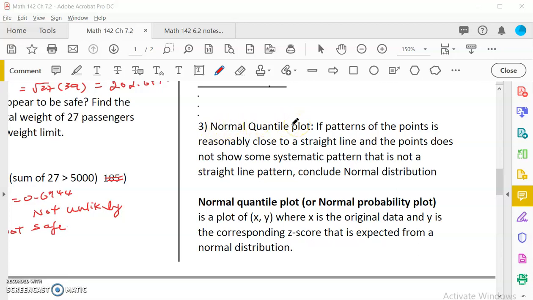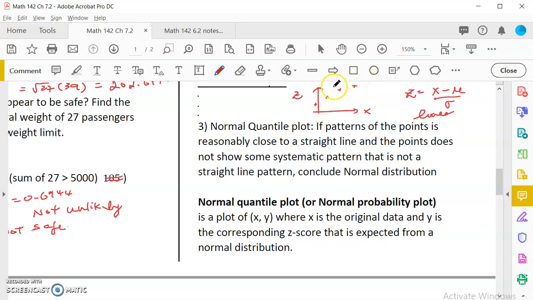So you ask, what is a normal quantile plot? A normal quantile plot is a plot where the x is the x value and the y is a z-score. Remember, a z-score is the number of standard deviations away from the mean, right? You take the x, subtract the mu, and divide by sigma. If it is not far away and you can see that this is linear, right? You just put them in and plot this, maybe as a scatter plot.